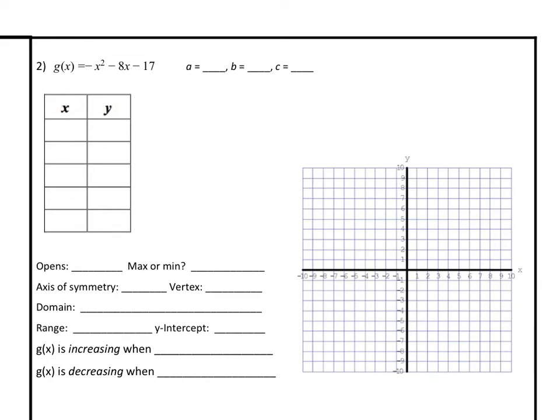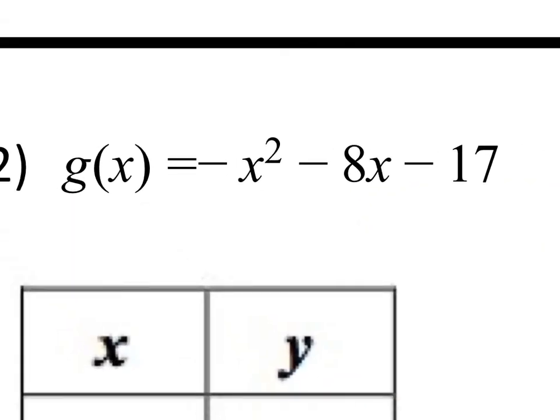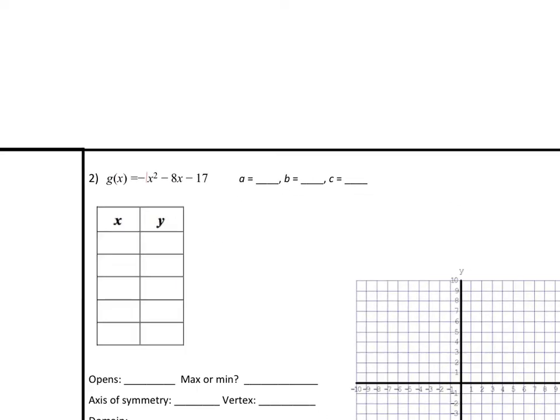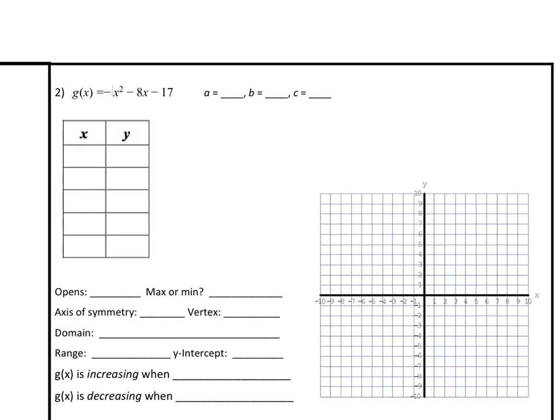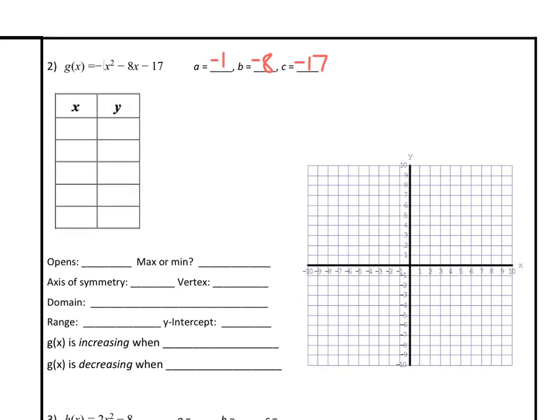It already has 3 terms, but we do want to remember that there is a -1 in front of this a term. So that means that the a term is -1, the b term is -8, and the c term is -17. We need to start by finding the axis of symmetry, which is our x value of our vertex. We're going to use x equals -b over 2a.